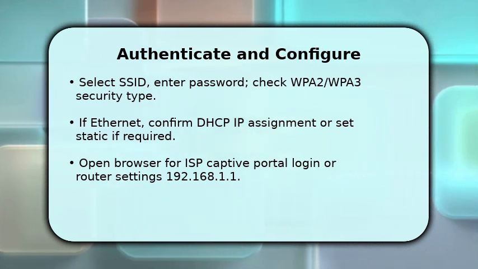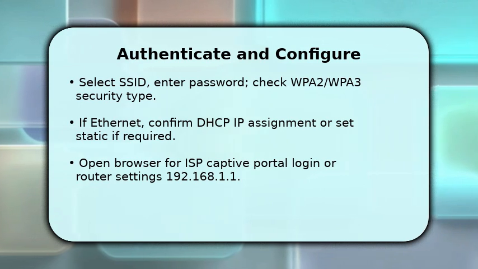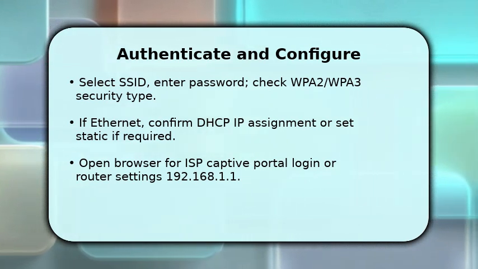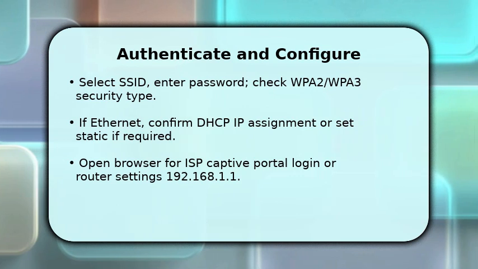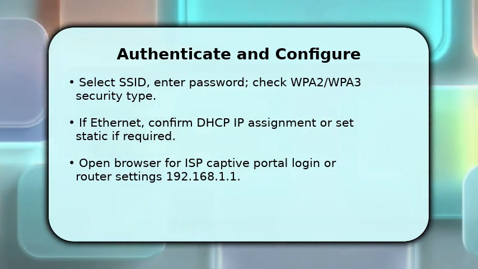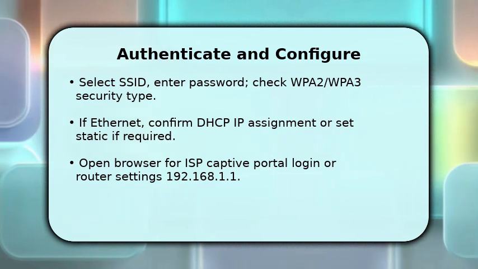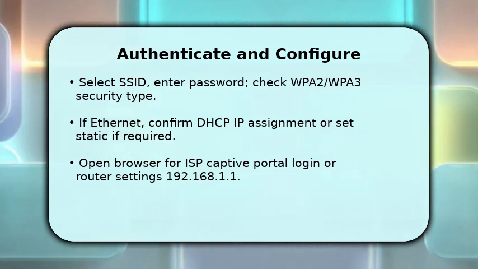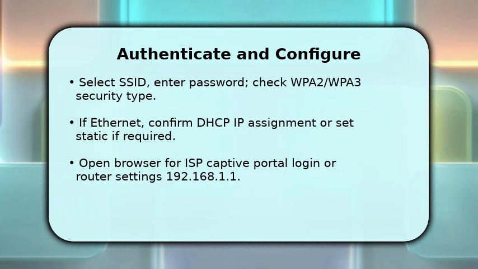Once connected, check that your laptop received an IP via DHCP. If your network requires a static IP, enter address, subnet mask, gateway, and DNS. If the ISP uses a captive portal, open a browser to complete login. If you need to change router settings, navigate to 192.